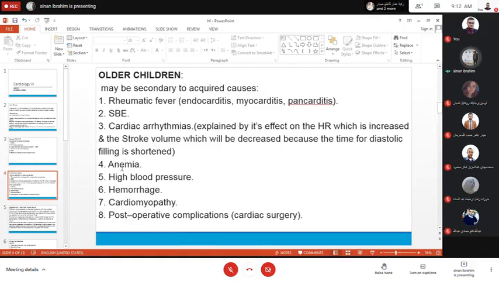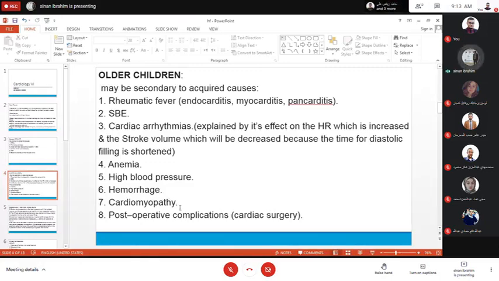Other causes include anemia, high blood pressure, severe hemorrhage, and cardiomyopathy in all three types. As you know, we have three types of cardiomyopathy, including dilated cardiomyopathy, which is the most common, and also we have hypertrophic cardiomyopathy and restrictive cardiomyopathy. Also, post-operative complication: cardiac surgery may develop heart failure.